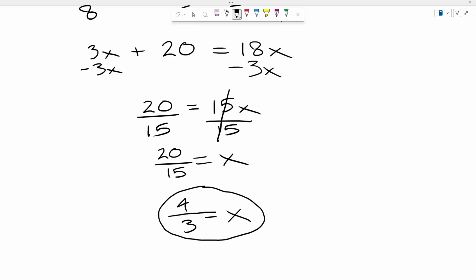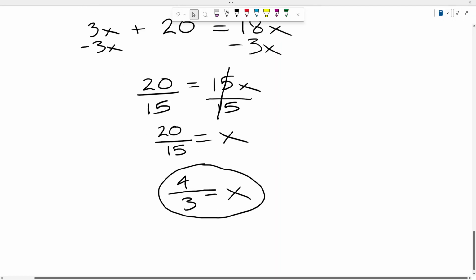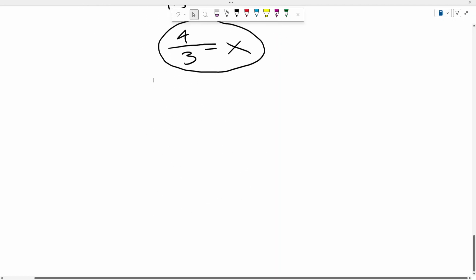So now that we've seen linear equations and we know what to look for, let's shift over to the other part of our lesson. Let's look at rational equations. And these are equations that contain one or more rational expressions.